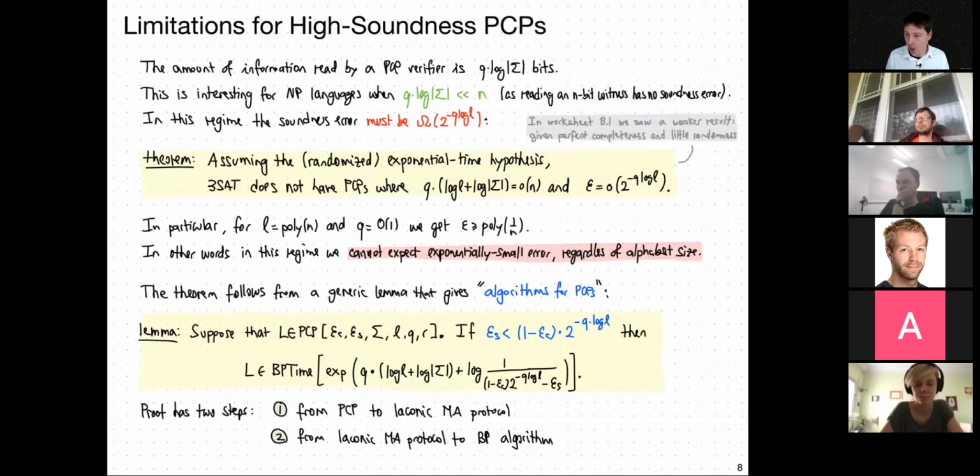Great. Okay. So now comes the question of, okay, that was the limitations for PCPs. Could it be that IOPs help us overcome some of these limitations, right? Maybe we cannot construct PCPs with excellent soundness, but we can for IOPs.